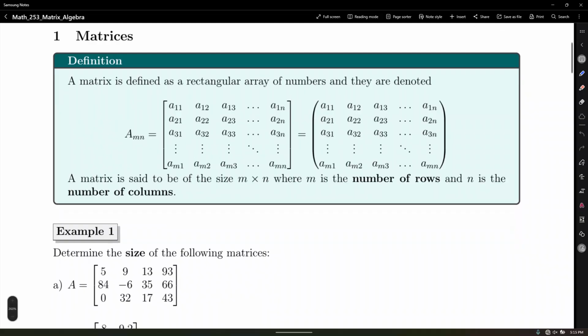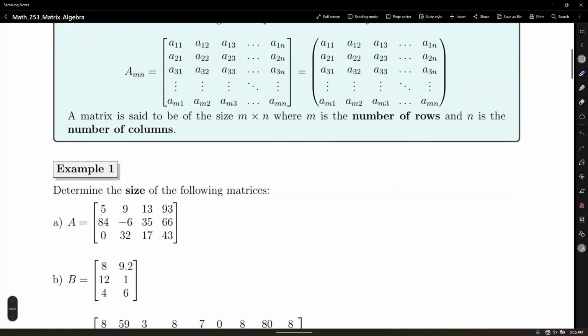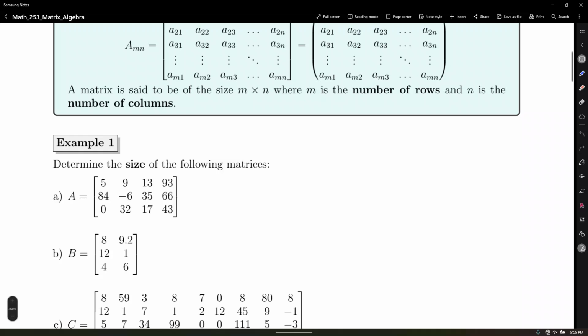For instance, when we look at matrices, we should be able to determine the size. For example, right here, what do we have? Matrix A. How many rows? Those are the horizontal arrays. In this case, we have a total of 3 rows by 4 columns. It's never the reverse. Rows first and then columns.